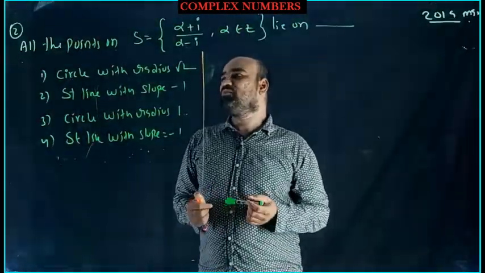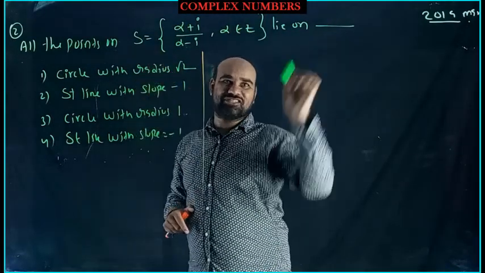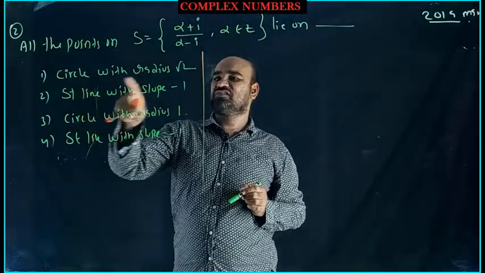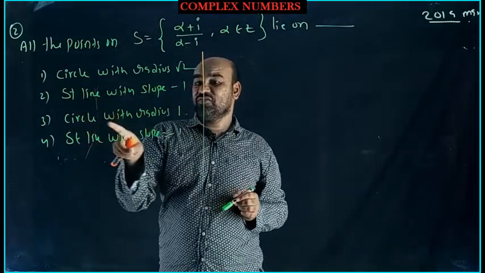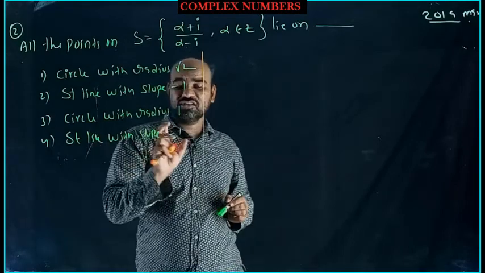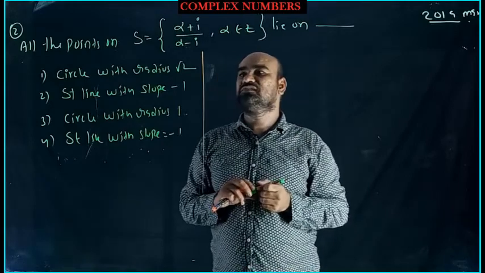Students, next problem. All the points in this set S lie on dash. Option 1, a circle with radius root 2; 2, a straight line with slope minus 1; 3, a circle with radius 1; 4, a straight line with slope minus 1. First of all, I want to explain the meaning of the problem.